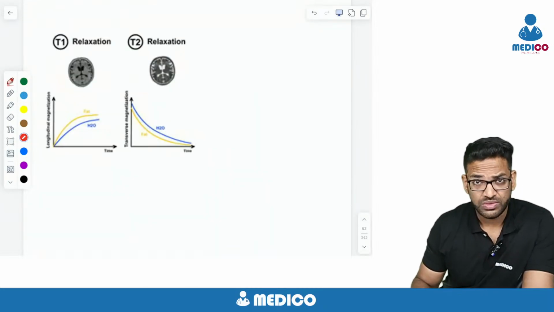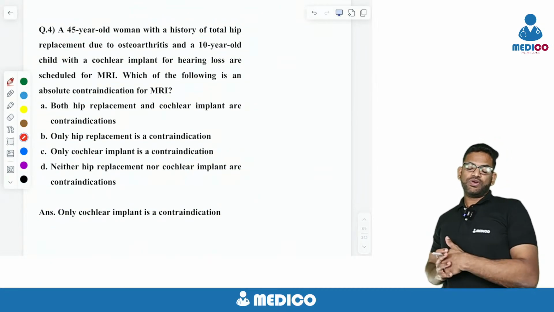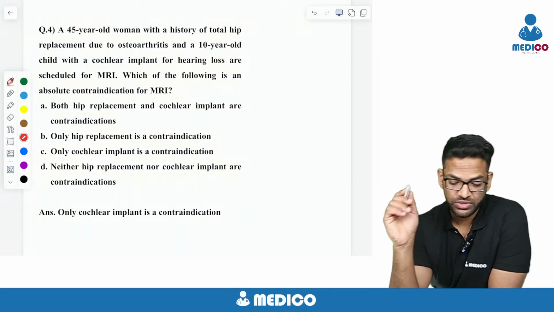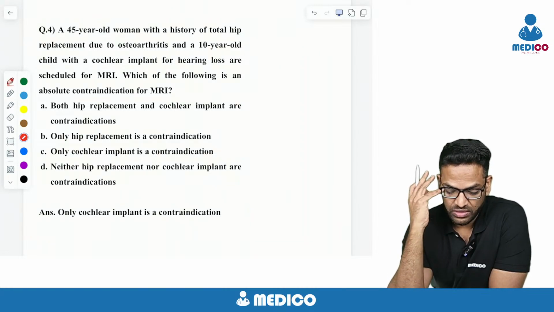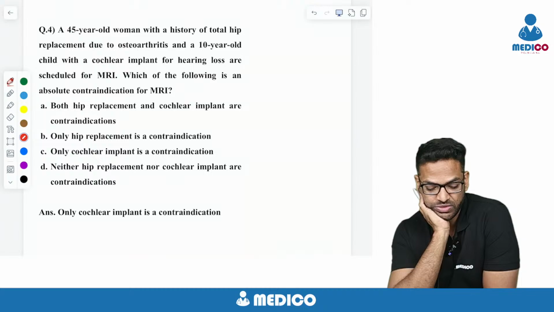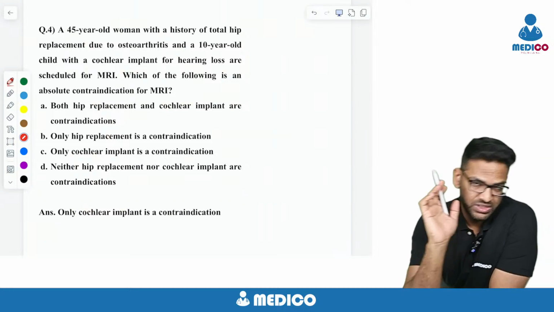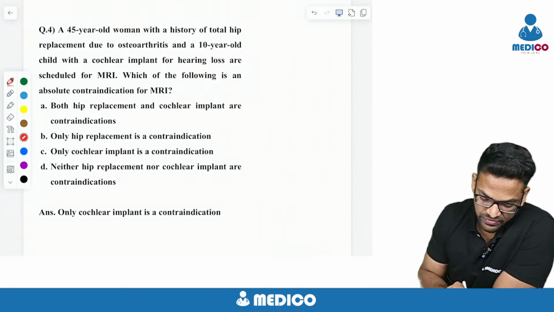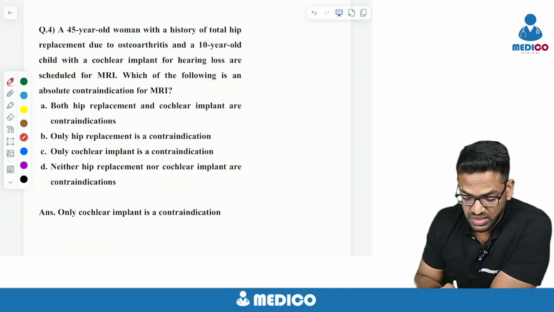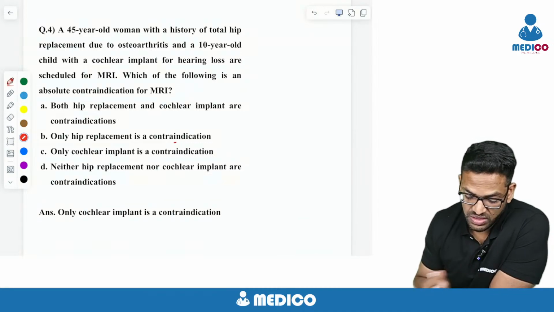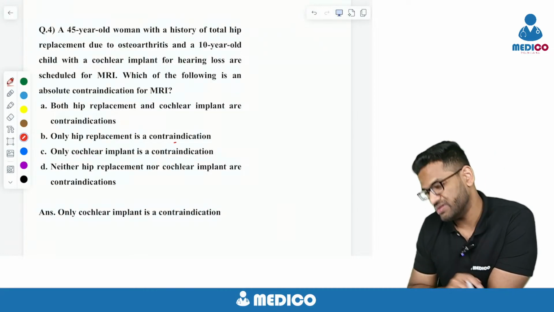The same image which we had gone through before. Next is a 45-year-old woman with a history of total hip replacement due to osteoarthritis and a 10-year-old child with a cochlear implant for hearing loss, both scheduled for MRI. Which of the following is an absolute contraindication for MRI? This question needs some explanation. Option A, both hip replacement and cochlear implant are contraindications. B, only hip replacement. C, only cochlear implant. D, neither hip replacement nor cochlear implant.